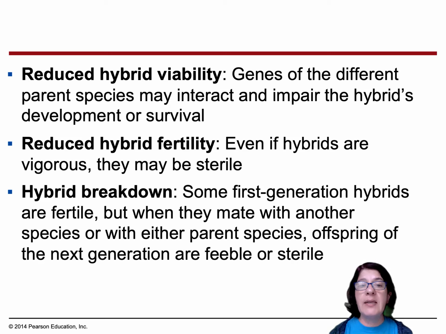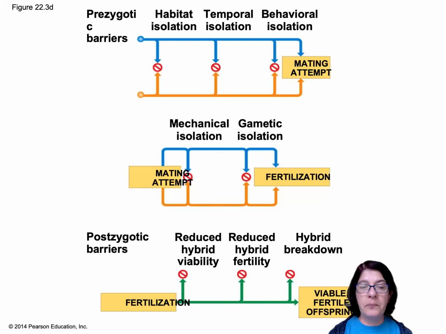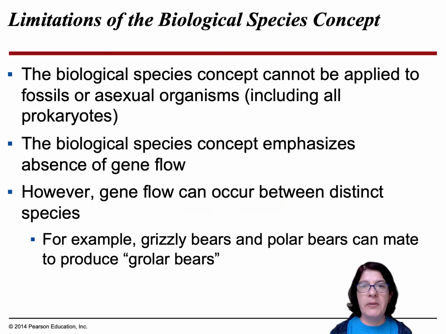Hybrid breakdown is when some first generation hybrids are fertile, but when they mate with one another, or with their parent species, the offspring, the next generation, is feeble and sterile. So the first generation may survive, may even mate, but the second generation will not. So this is basically a summary of the prezygotic barriers and the postzygotic barriers.